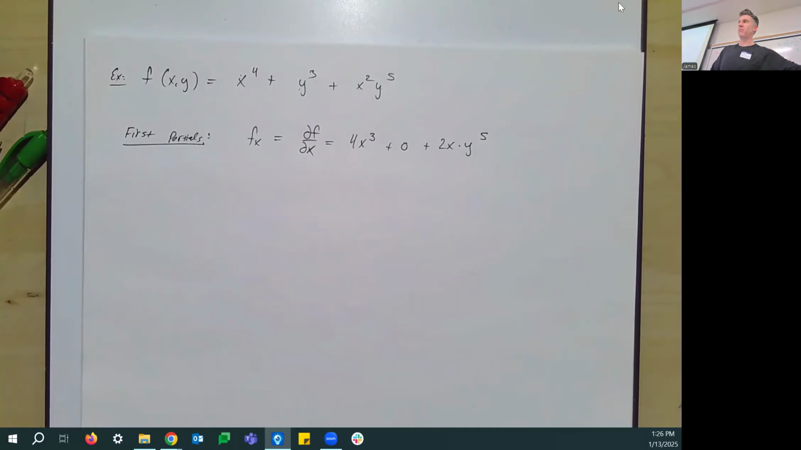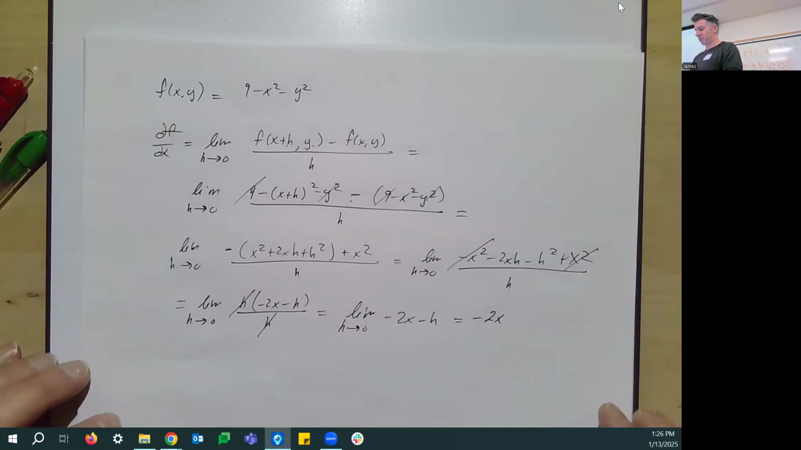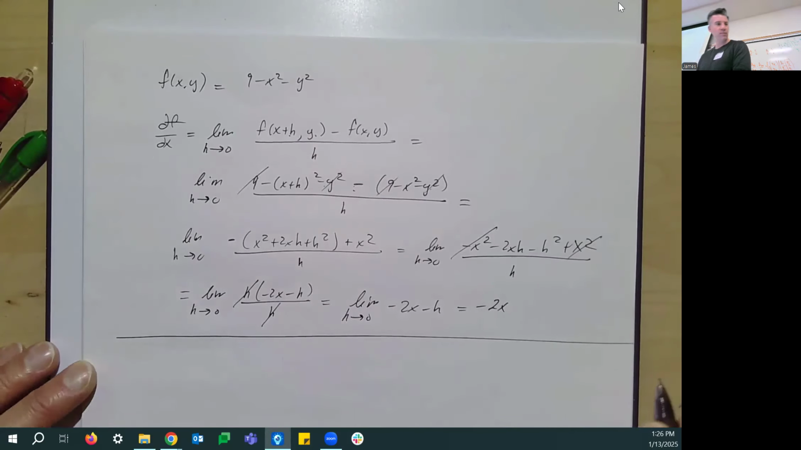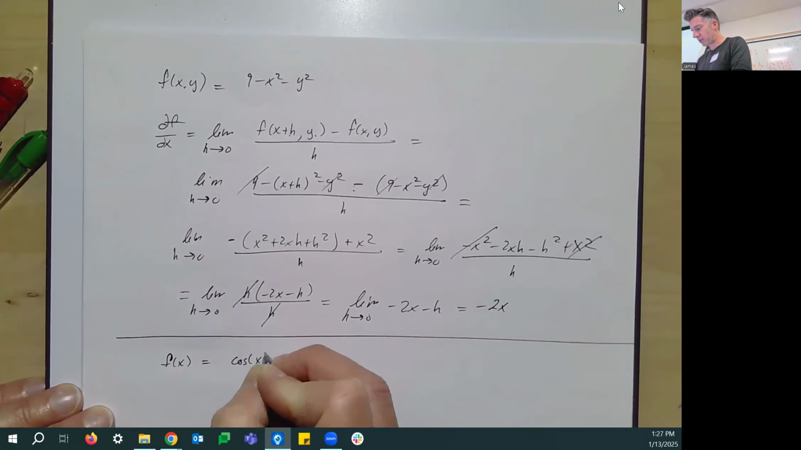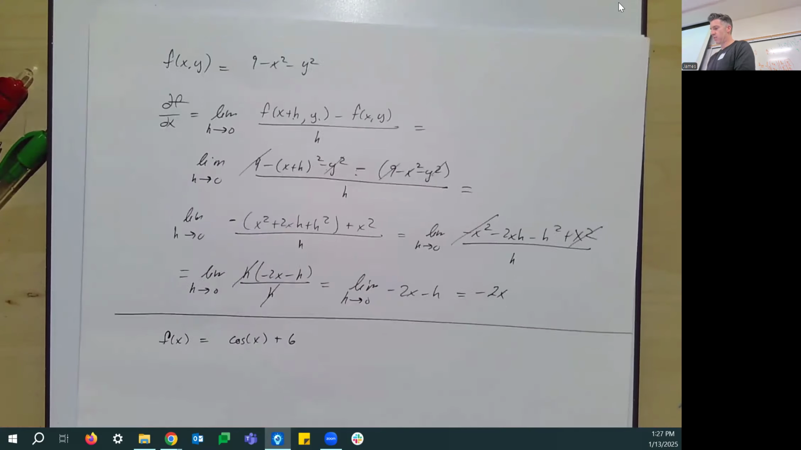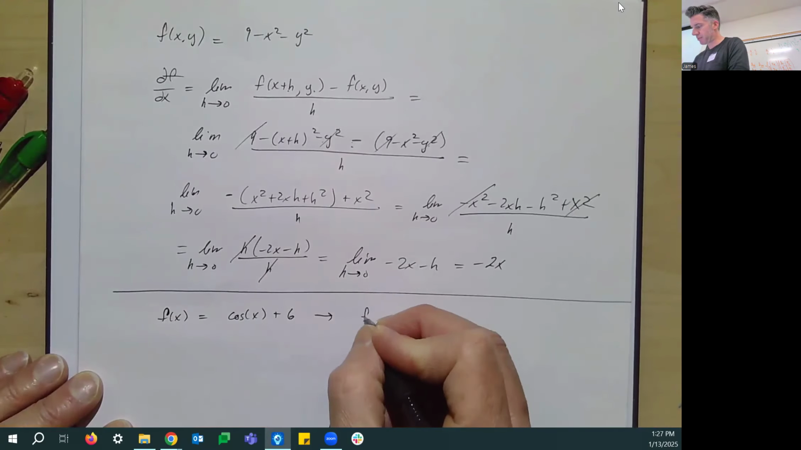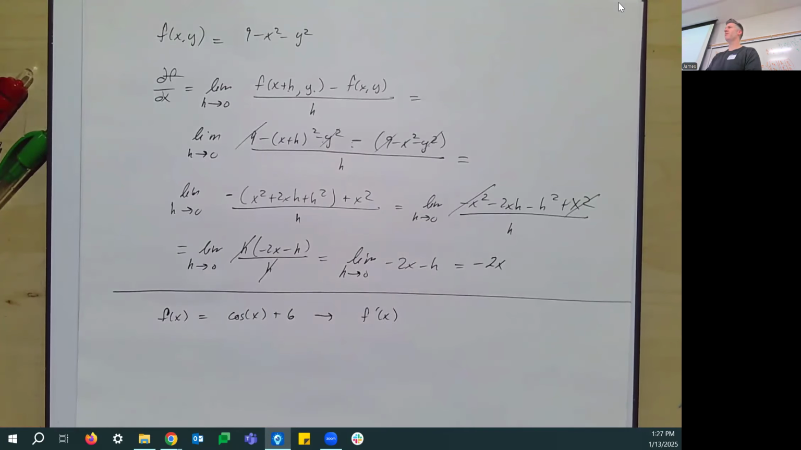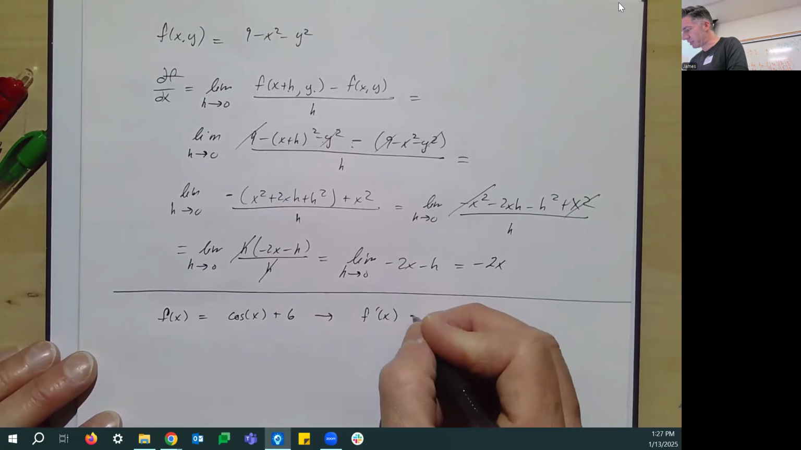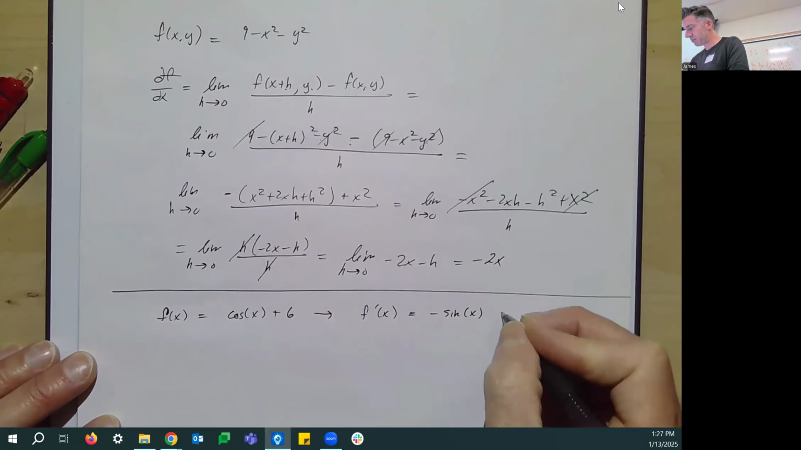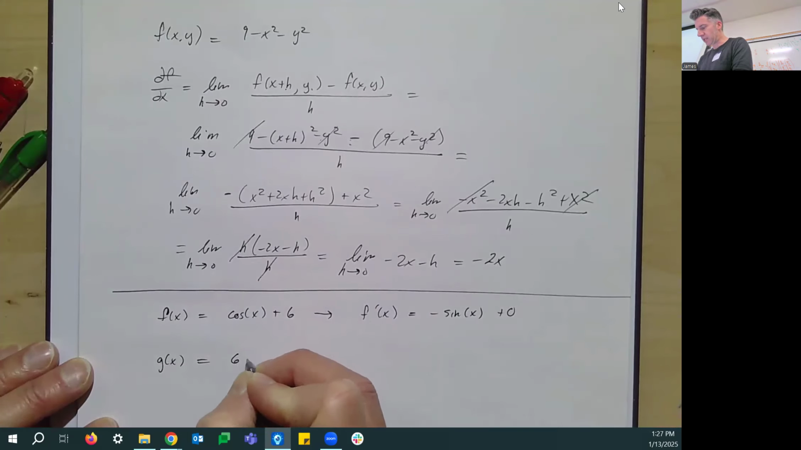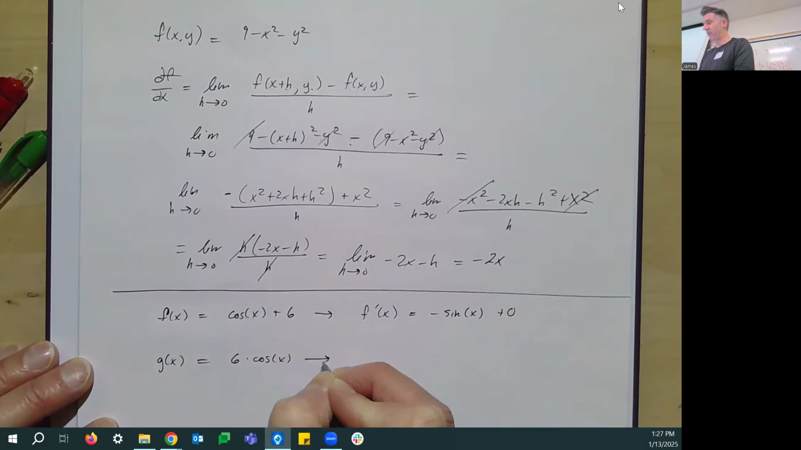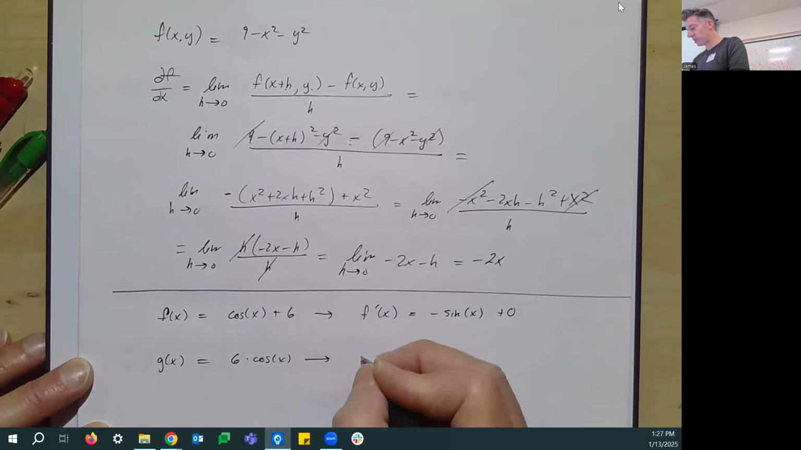Let me go back just a little for a moment, just so I can say one more thing before we continue with this. I just want to say one more guiding principle here, just to make sure everyone's on board. If you have a function like cosine of x plus 6, what's the derivative of that? What's the derivative of cosine again? Negative sine of x. On the other hand, if my function is 6 times cosine of x, what's the derivative going to be?